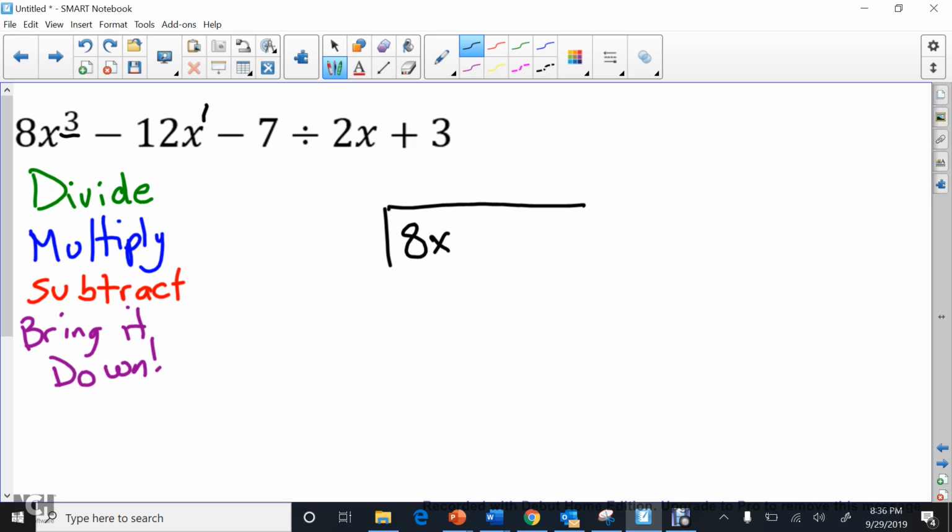So we have 8x cubed plus no x squared. Again, we don't see it because there are none. That's why we put this placeholder. It'll make our division possible for this problem. Minus 12x minus 7. We have our dividend written.